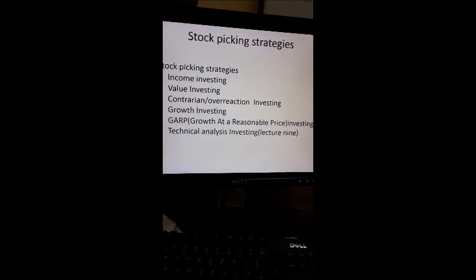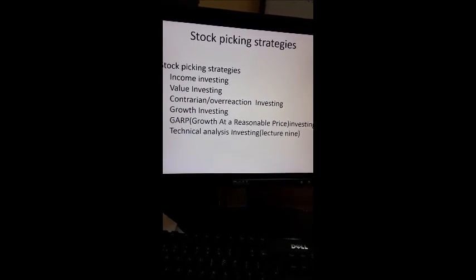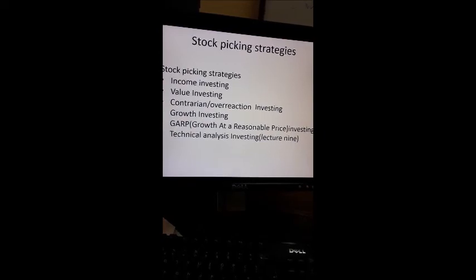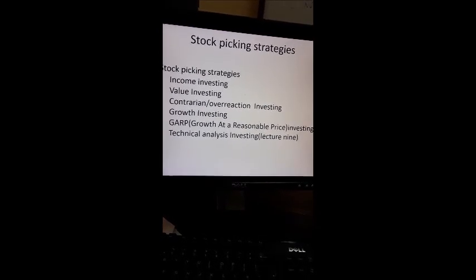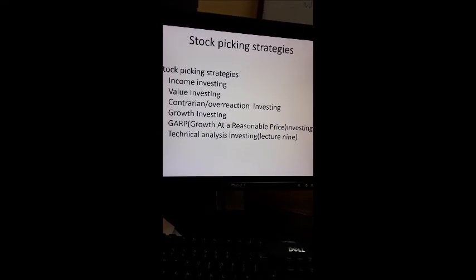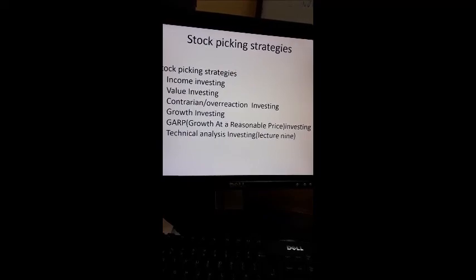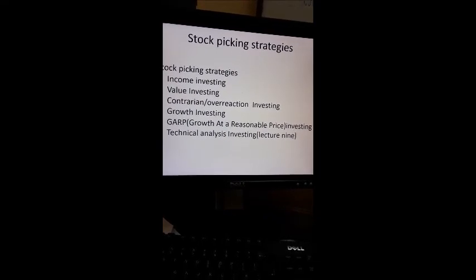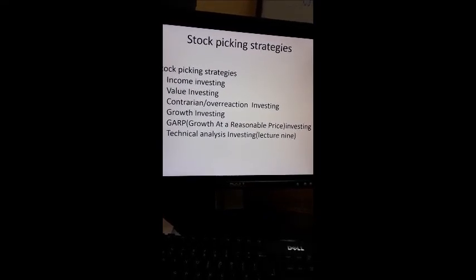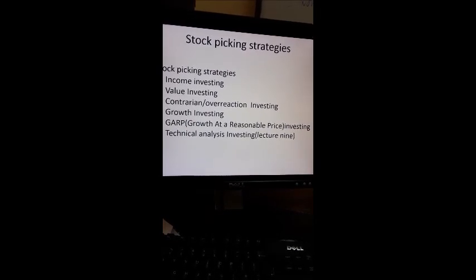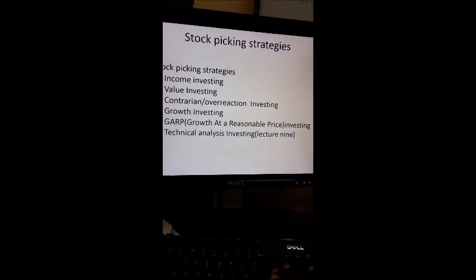We have about 6 stock picking strategies. The first one is called income investing. The other one is value investing. The third is known as contrarian or overreaction investing. The other one is known as growth investing. And the last one we call growth at a reasonable price investing. And we have the other one which is known as technical analysis.